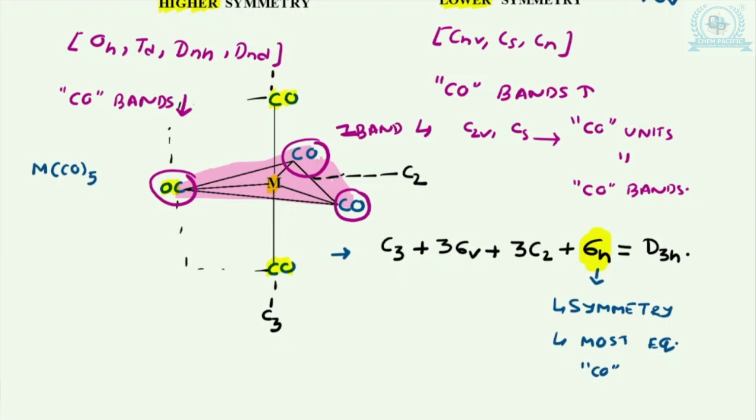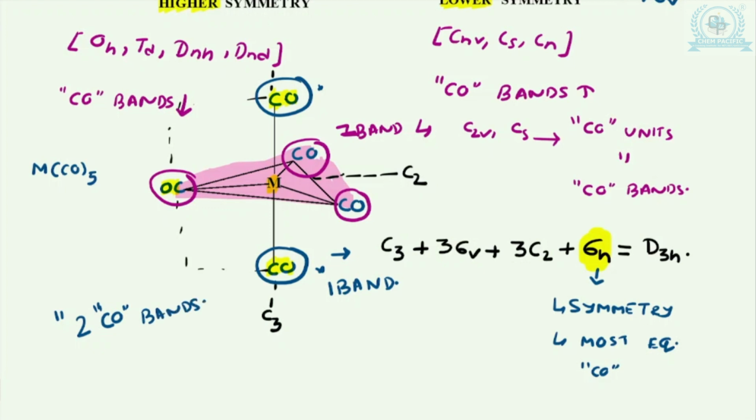And if this is the plane, these two are now reflecting each other, and due to these two, you are getting one band. So in total, you are getting two CO bands in this structure. Okay, I hope this is clear to all of you. This is very interesting and also very important.